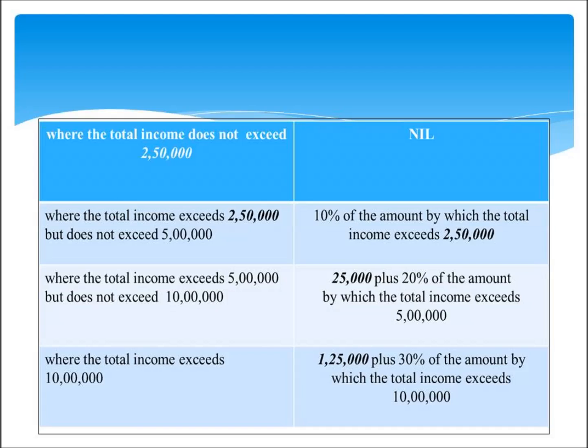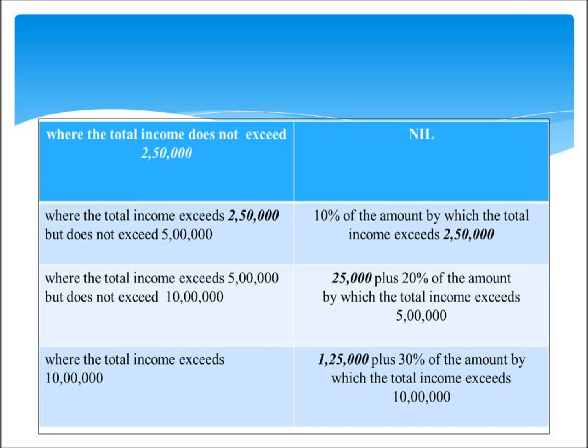Now the last category where the total income exceeds 10 lakh. So then the rate will be 1,25,000 plus 30% of the amount by which the total income exceeds rupees 10 lakh. So if my income is 11 lakhs, I am required to pay income tax at the rate of 1,25,000 plus 30% of 1 lakh. So that is equal to 1,25,000 plus 30,000 equals 1,55,000. So this is how it all works.